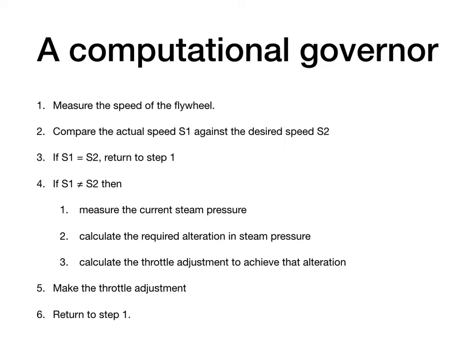If not, if those two aren't equal, then you might need to measure the current steam pressure, calculate the alteration of how I'm going to move and change the gaskets and the amount of heat being added and all that, and adjust the throttle and change all these behaviors. Finally, you make that throttle adjustment and you go back to waiting to see, is this thing working?